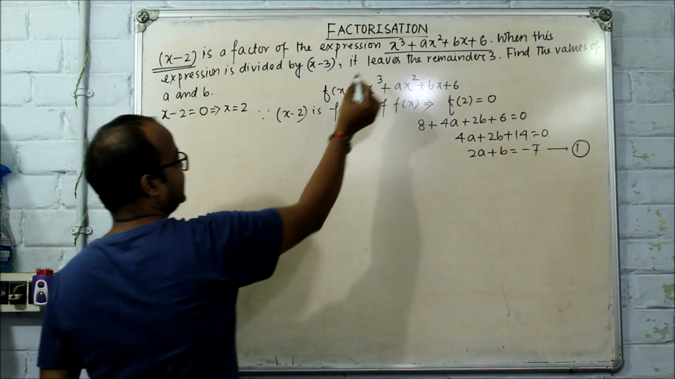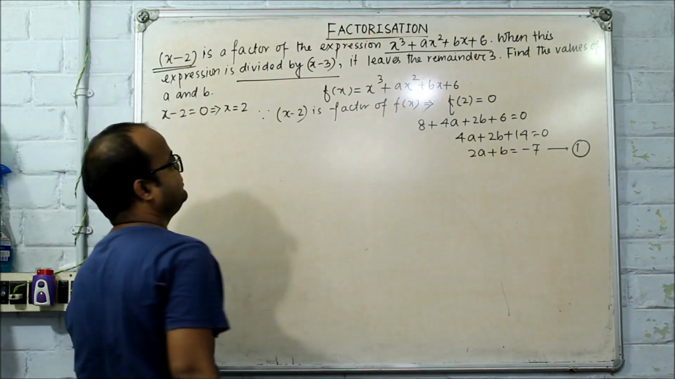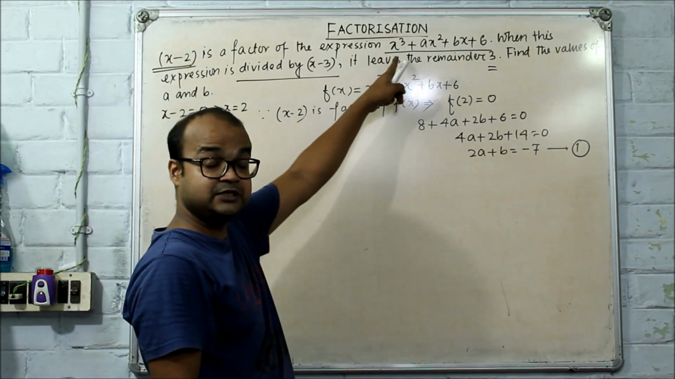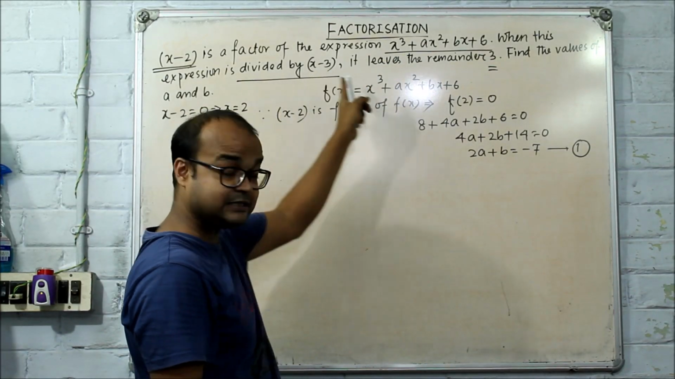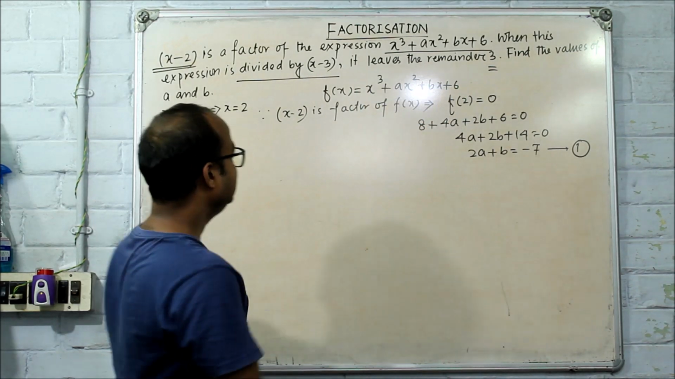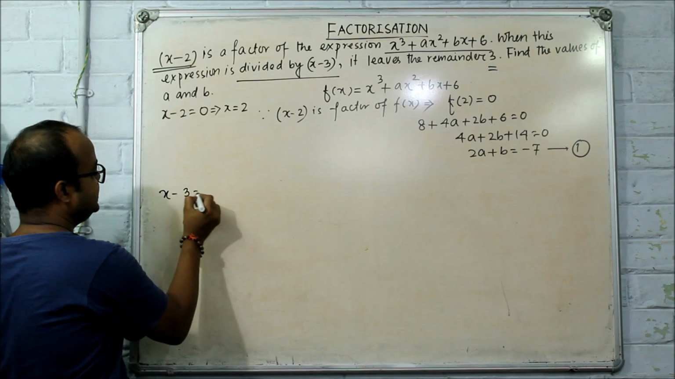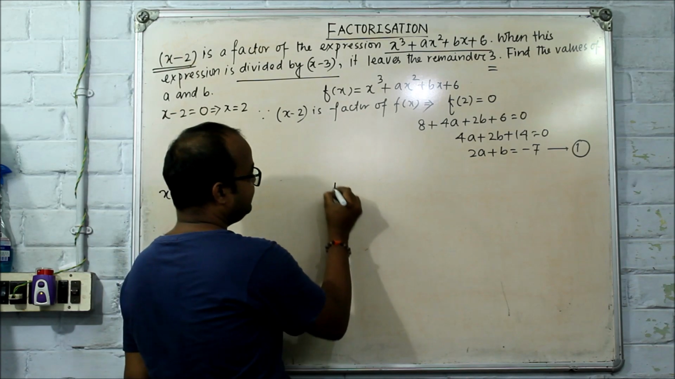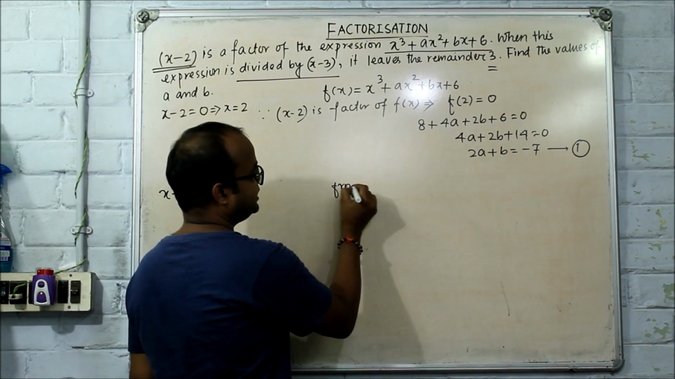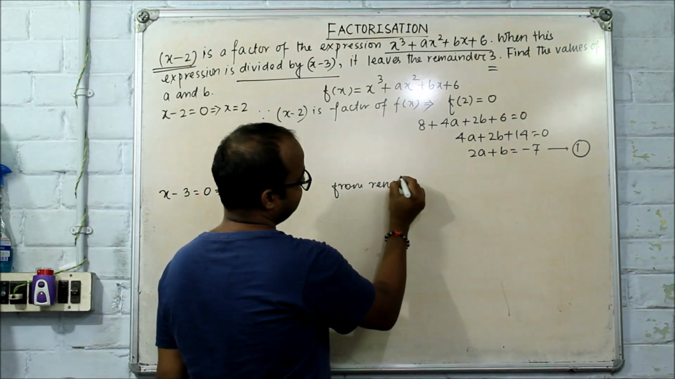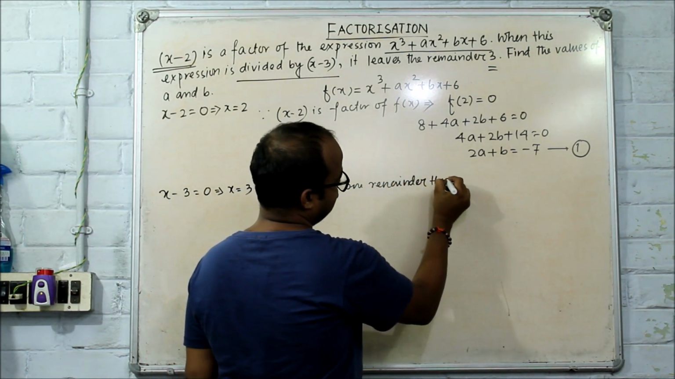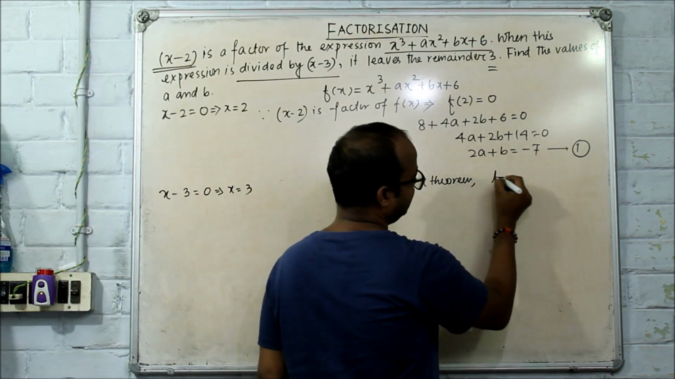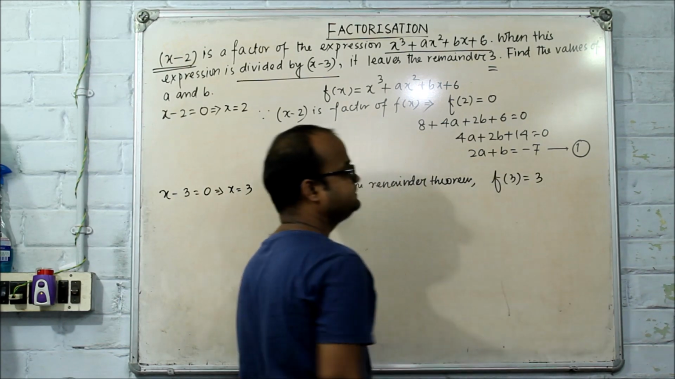Now when this same expression is divided by x minus 3, it leaves the remainder 3. That means once you divide this polynomial by x minus 3, you are getting the remainder as 3. So if we equate x minus 3 is equal to 0, you will get x is equal to 3. So from the remainder theorem we can say that f of 3 is equal to 3.